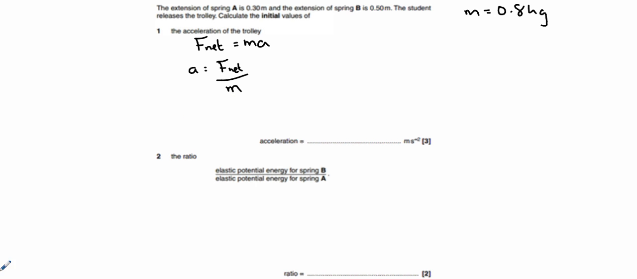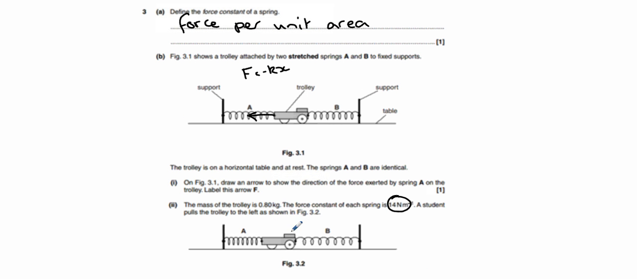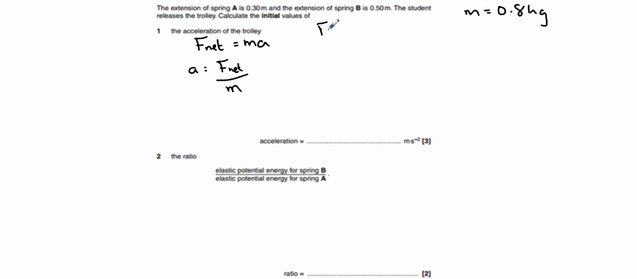How are we going to do that? Well, if the trolley's been moved to the left, when it's released, it's obviously going to go to the right. But there is going to be a force from spring A going to the left and one from spring B going to the right, and we've got to work out the net force. So we'll need the equation F equals kx, but we know the direction, so we don't need the minus sign.